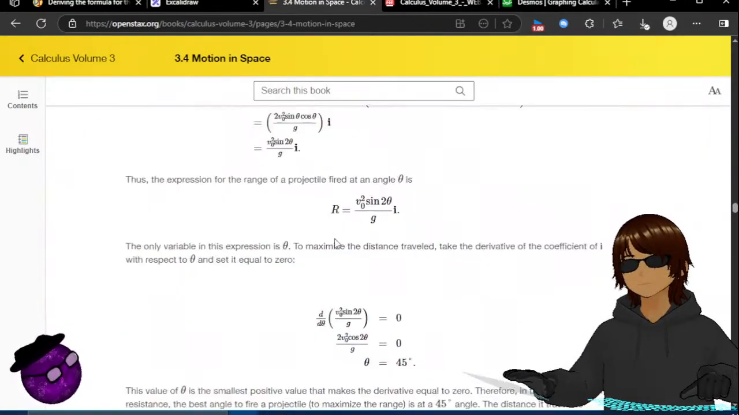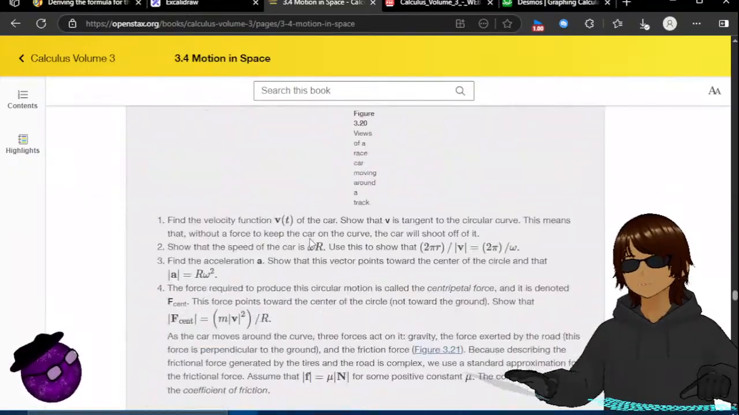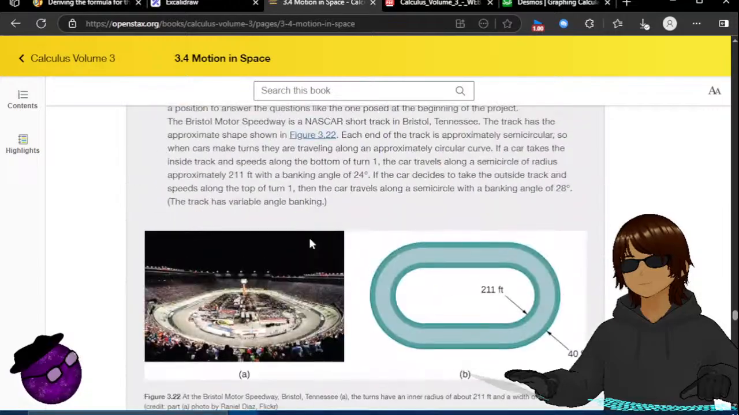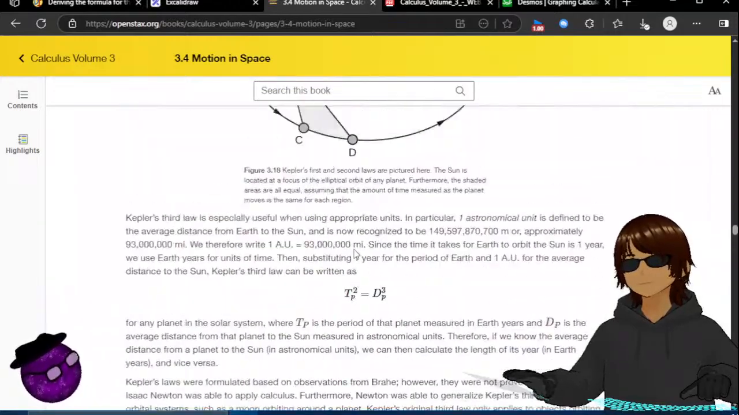I think I will just end this. Wait, how much is left? Okay, I will just read about Kepler's law and then I will end the stream.